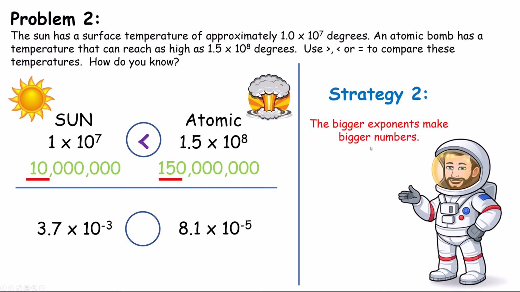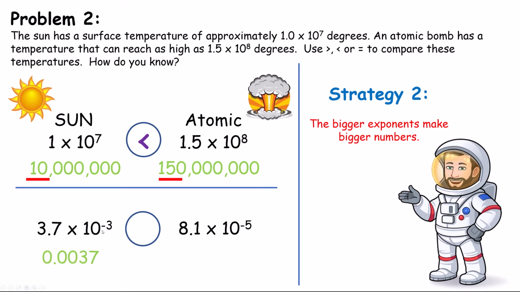Bigger exponents make bigger numbers. The exponent on the left is a negative 3. The exponent over here on the right is a negative 5. Which of those exponents is larger? Well, negative 3 is larger than negative 5.